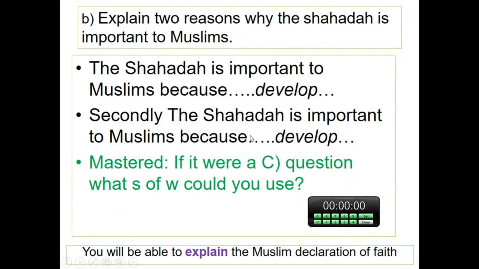Sorry about that. The final task I'd like you to do is, can you explain 2 reasons why the Shahada is important to Muslims? Now, if you remember back to the task we did on marking the answers on the 10 obligatory acts, in a B answer you need to have 2 paragraphs, with 2 bits of information per paragraph. They need to be different and they need to make sense and be linked to the question. If you want to challenge yourself, if this was a C question, what source of wisdom or authority would you add?